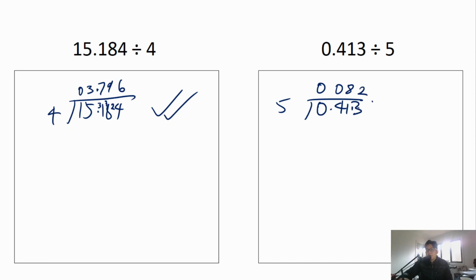With the remainder of 3, since there's no other number behind there, just write a 0. 3 goes there, and the 5 goes into 30 6 times. So our final answer will be 0. because the decimal point goes right above, 0.0826. Give yourself a tick if you got that correct.